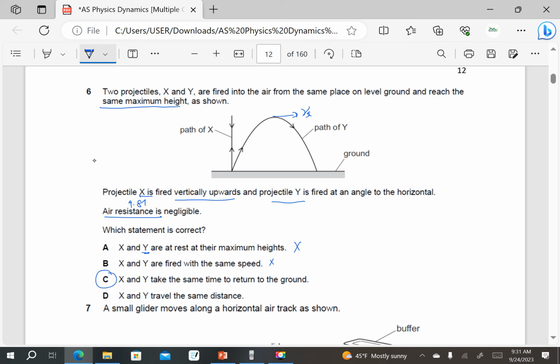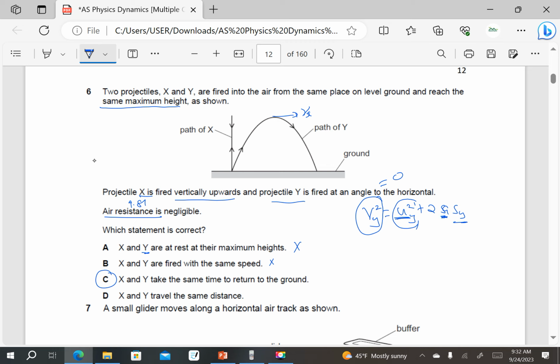That one will be very true, because if I consider vertical displacement, v squared equals u squared plus 2as. At maximum height, v is 0 for both when we consider vertical motion. The initial velocity in the vertical may not be the same, but the acceleration is the same and s in the vertical is the same.